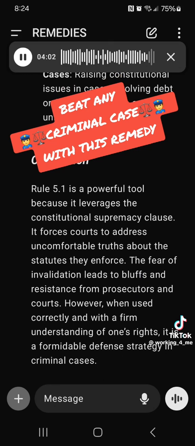Conclusion. Rule 5.1 is a powerful tool because it leverages the constitutional supremacy clause. It forces courts to address uncomfortable truths about the statutes they enforce. The fear of invalidation leads to bluffs and resistance from prosecutors and courts. However, when used correctly and with a firm understanding of one's rights, it is a formidable defense strategy in criminal cases.